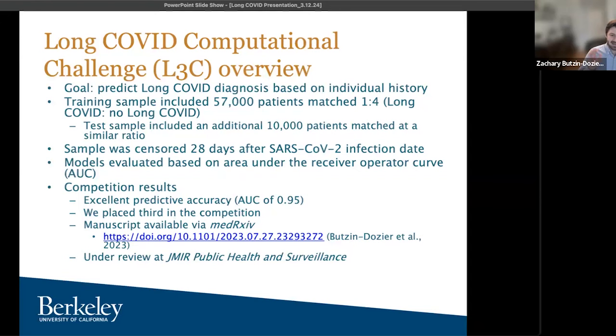And then we processed this competition entry into a manuscript that's now available via medRxiv, and I've posted the link here, and I'll be sure to share these slides after the presentation. And the manuscript is currently under peer review at JMIR Public Health and Surveillance.